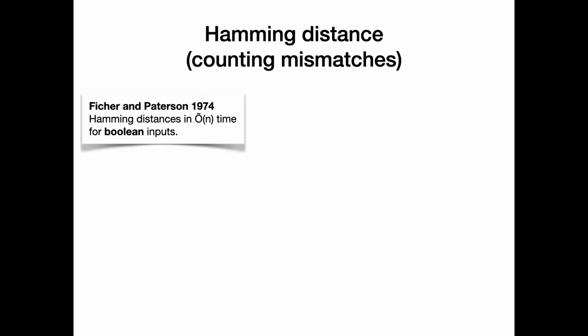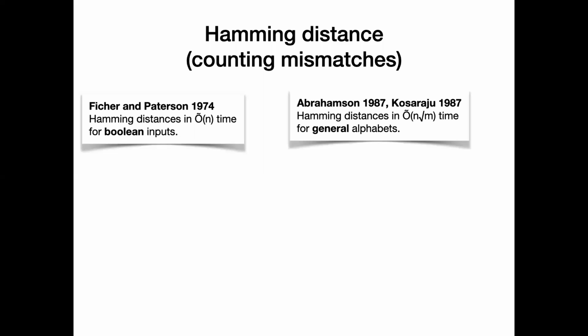Already in such a setting of just counting mismatches, Fischer and Paterson in 1974 observed that for Boolean inputs it can be computed in linear time. I will discuss it a little bit more on the next slide. Then almost simultaneously, Abrahamson and Kosaraju generalized it to arbitrary size alphabets. By arbitrary, I mean polynomial size alphabets. This has a complexity of n square root of m. So this is not a linear time algorithm. This is n to the 3/2.